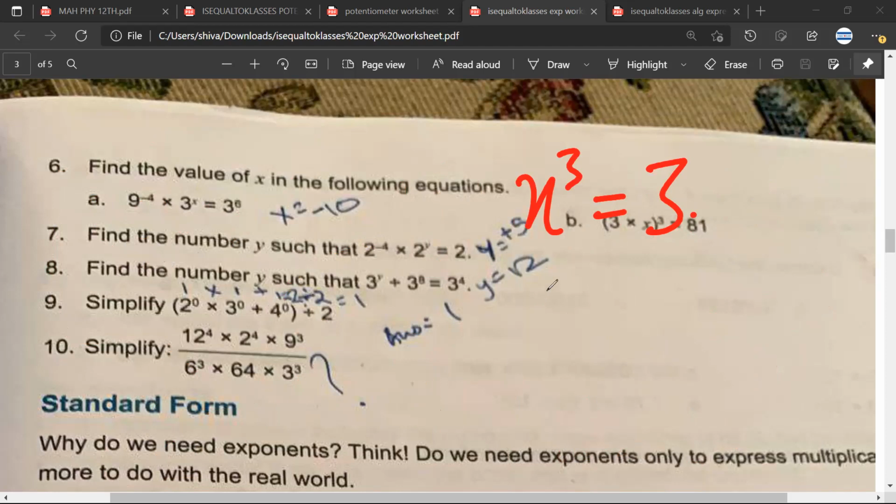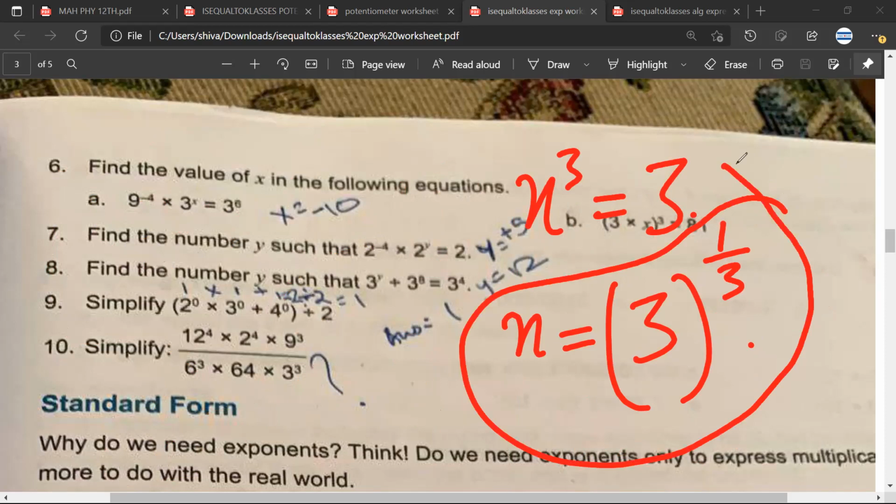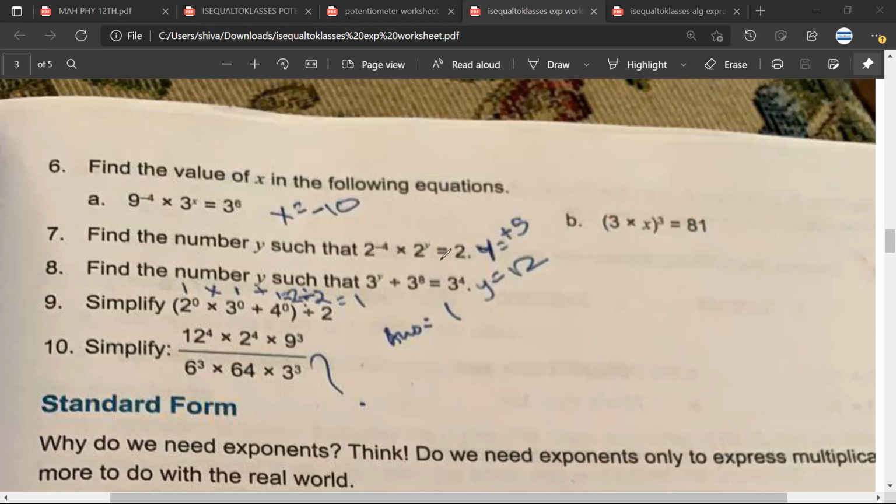No, sir. Now here what you need to understand is that x cube is equal to 3 means x is equal to 3 raised to power 1 by 3. Is there any doubt? No, sir. Mr. Satya, any doubt? No, sir. Okay. We'll do some more equations. You'll have to repeat all these equations as homework.